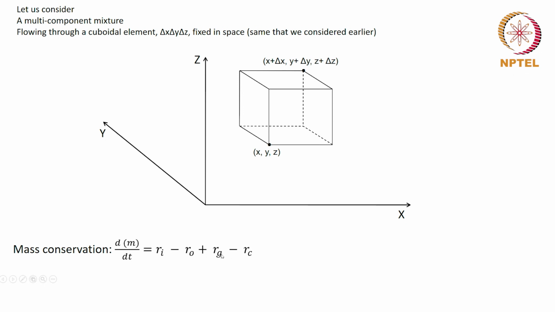Earlier, if you recall, we did not consider generation and consumption because it was a single species, nothing else is going to happen to it, or it was a total mass. Even in the case of total mass, there is no generation or consumption, and therefore, we did not consider these two terms earlier.